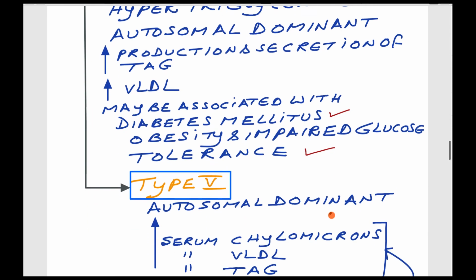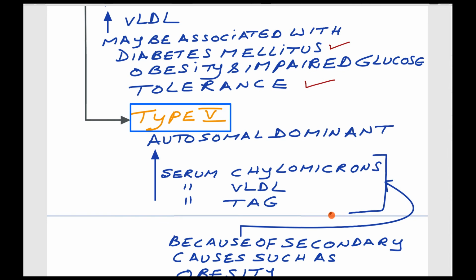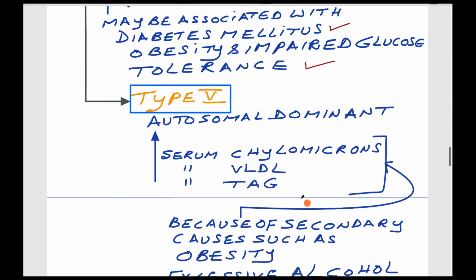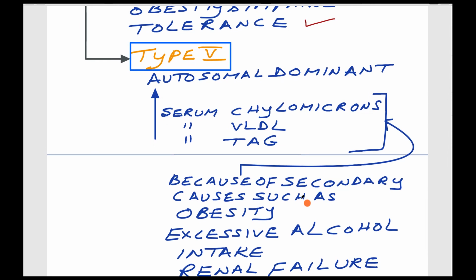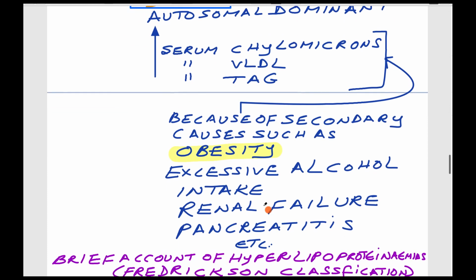The next one is type 5. It is autosomal dominant. There is an increase in serum chylomicrons, VLDL, and triacylglycerol. Why are they increased? Because of secondary causes. What are these secondary causes? They may be obesity, excessive alcohol intake, renal failure, and pancreatitis. These are the secondary causes in which there will be an increase in lipid parameters.